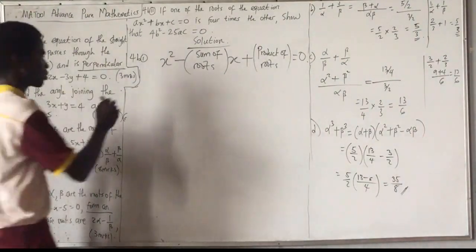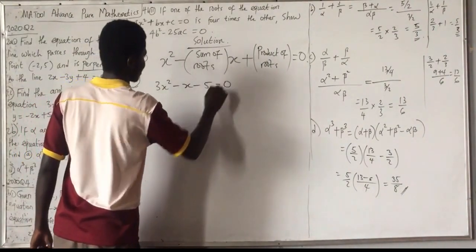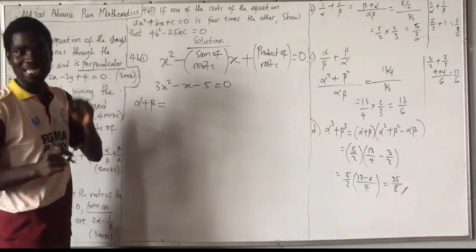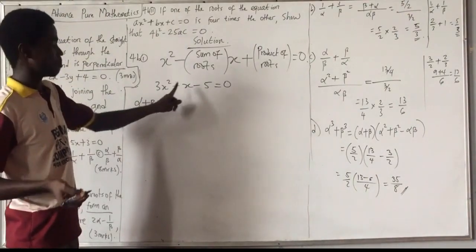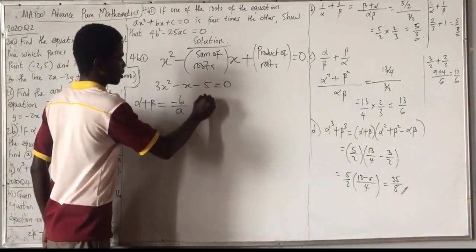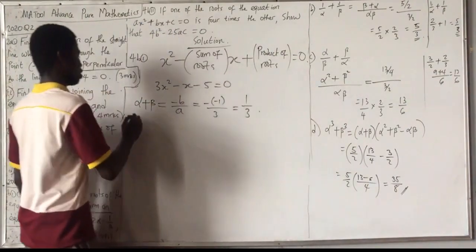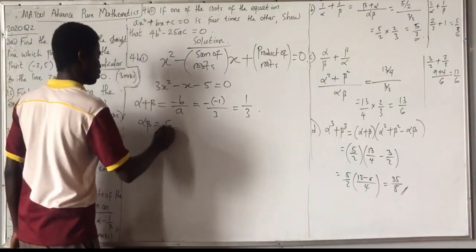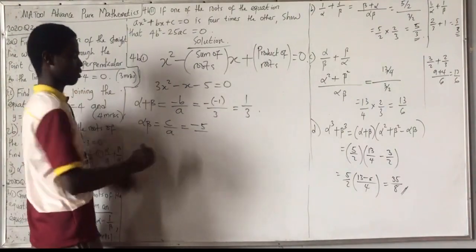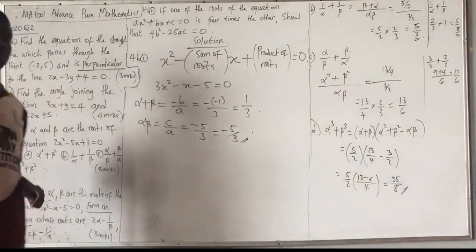Now, you are given a quadratic equation 3x squared minus x minus 5 equals 0. Alpha plus beta is minus b over a. A is 3, b is minus 1, c is minus 5. Minus b over a, so this is minus negative 1 over 3, and that will give me 1 over 3. Alpha beta, which is c over a, c is minus 5 over a which is 3. So that is minus 5 over 3.